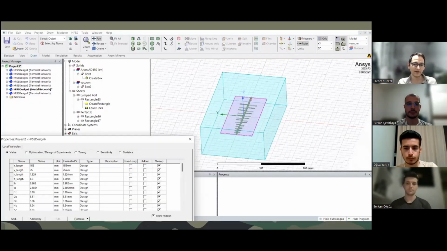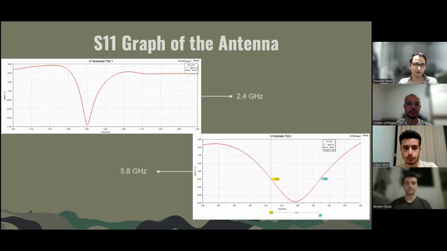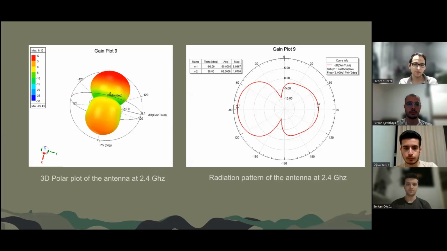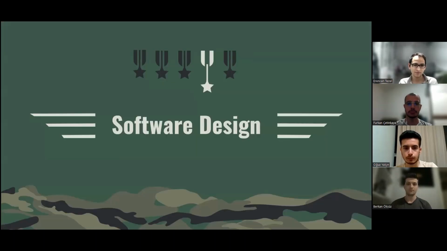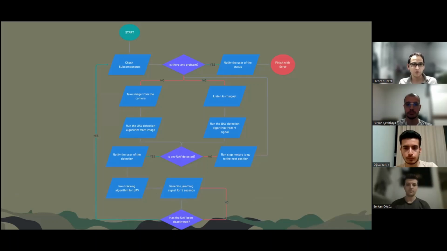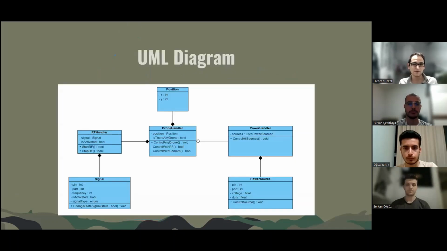We designed a directional log periodic antenna. Here you can see the S11 plots at relevant frequencies. Again, our 3D polar plots and radiation patterns are like this. For software design, we first designed an activity diagram. After that, we designed the necessary structure with a UML diagram to implement this diagram and wrote the code.